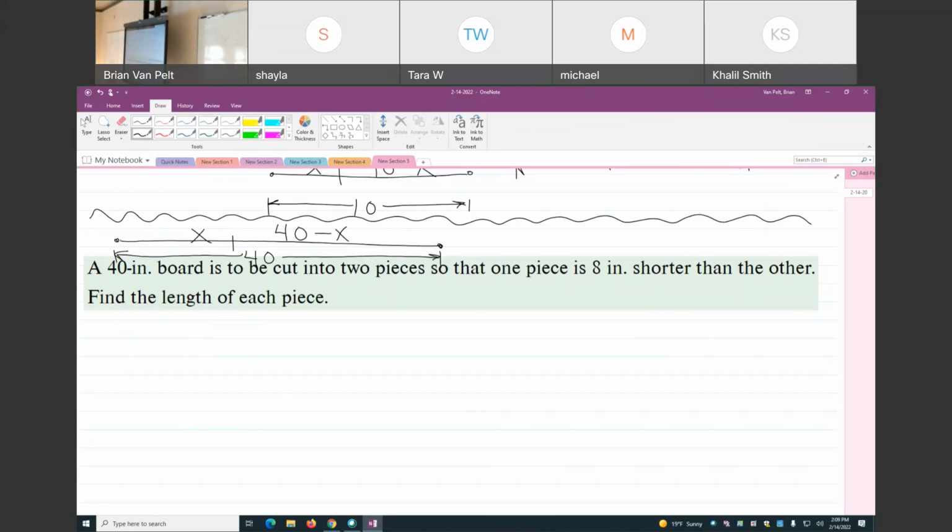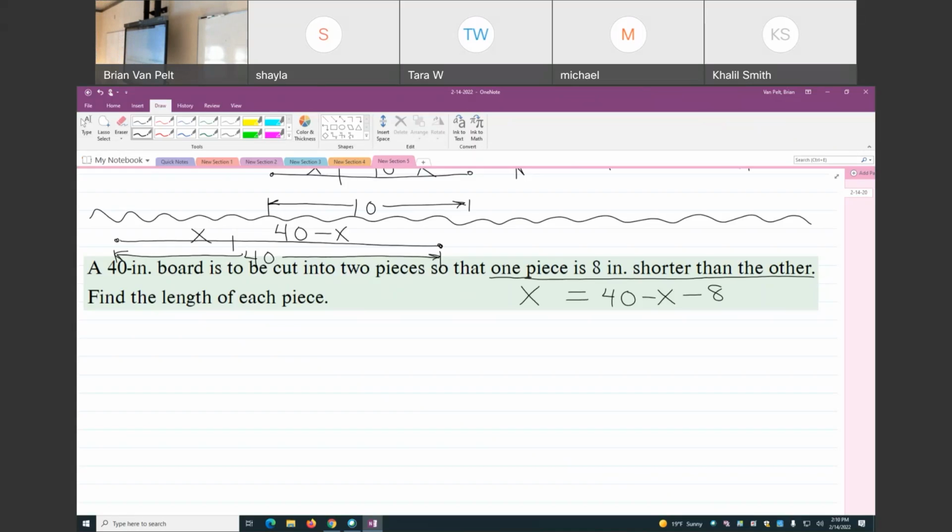Now I'm ready to deal with the problem. So half the setup is finished. One piece is 8 inches shorter than the other. So how do you want to work that? One piece is which one? X is 8 inches shorter than the other. So there's the other, and then how do I make it 8 inches less? Minus 8. One piece, the other piece, minus 8.